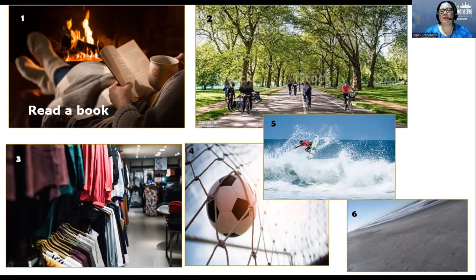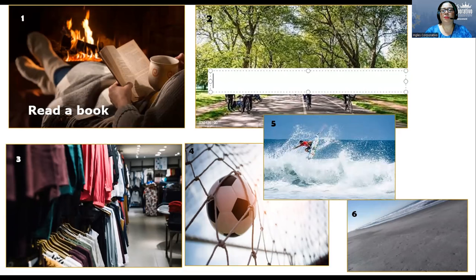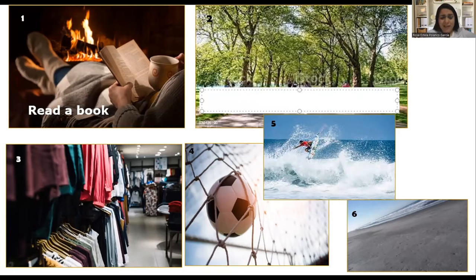Number 2, activity number 2. Solamente la actividad. La actividad se compone del verbo y el complemento, ¿verdad? En este caso aquí tenemos read a book. Y aquí, por ejemplo, sería... Exactly. Go to the park.